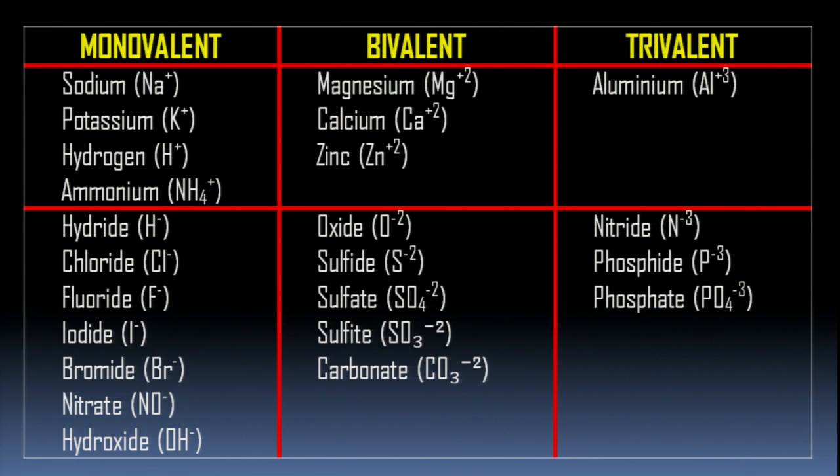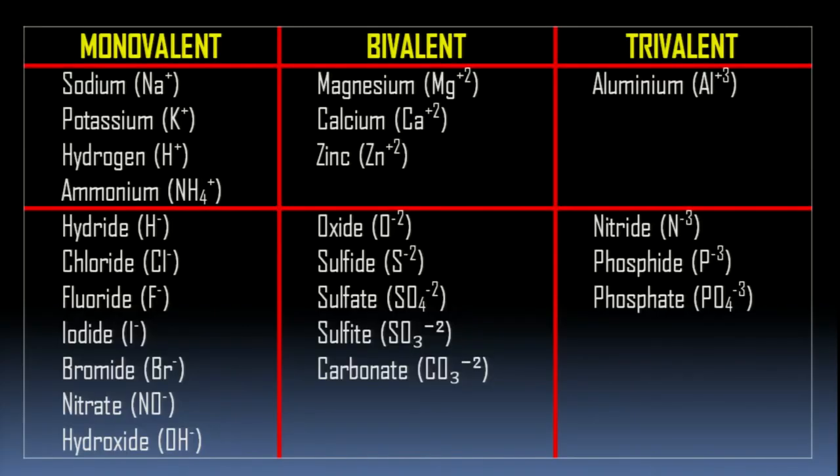Monovalent, let us go for the positive valencies. Sodium Na+, potassium K+, hydrogen H+, ammonium NH4+. Because we have discussed there are certain groups of atoms that also can have valencies.